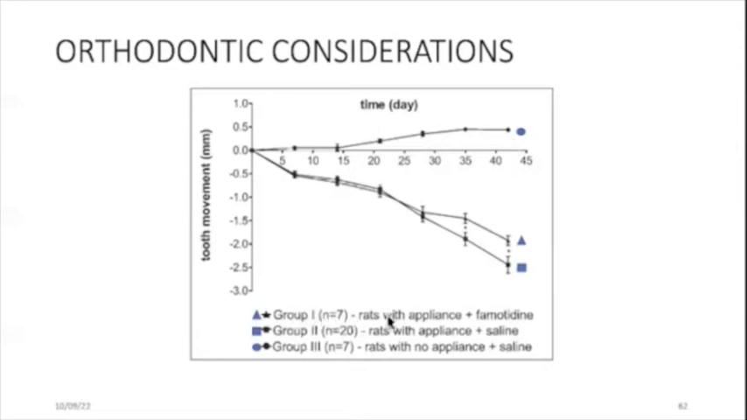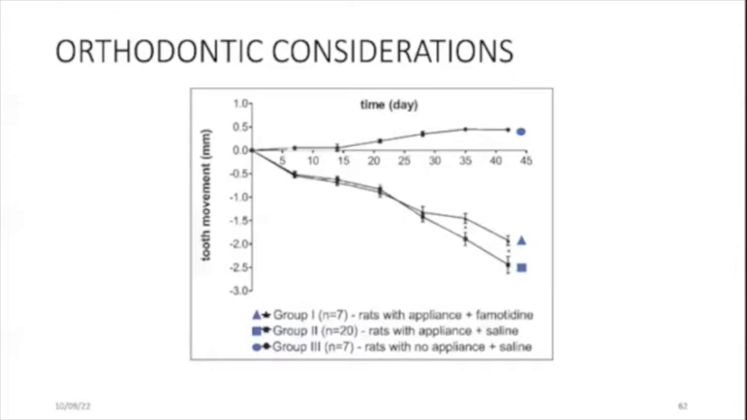Group 2 is represented by square, and group 3 is represented by circle. So in group 1, where the rats were given the nitinol coil spring and were administered famotidine, the tooth movement was significantly less, and the changes in distances significantly differed between groups 1 and 2 compared with group 3 on day 7, 14, 21, and 42. In group 3, the distance between upper left first molar and the upper left incisors significantly increased from day 0 to day 42.